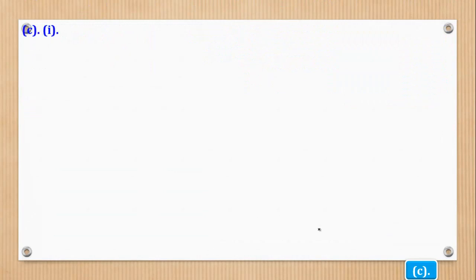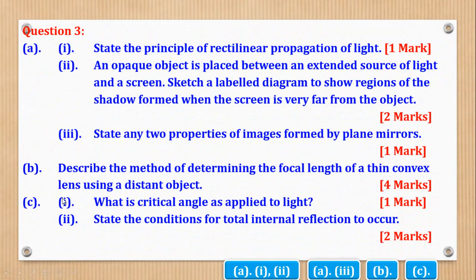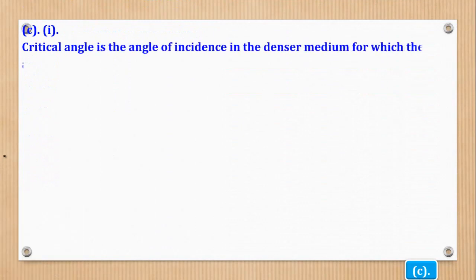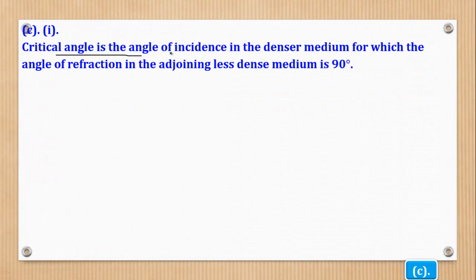Then part C, they said, Roman 1, what is critical angle as applied to light? And Roman 2, state the conditions for total internal reflection to occur. So Roman 1, critical angle is the angle of incidence in the denser medium, for which the angle of refraction in the adjoining less dense medium is 90 degrees. All those keywords are needed.